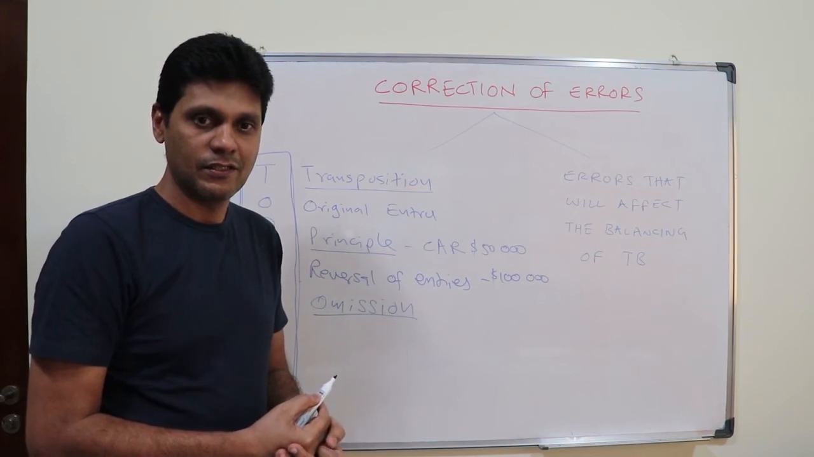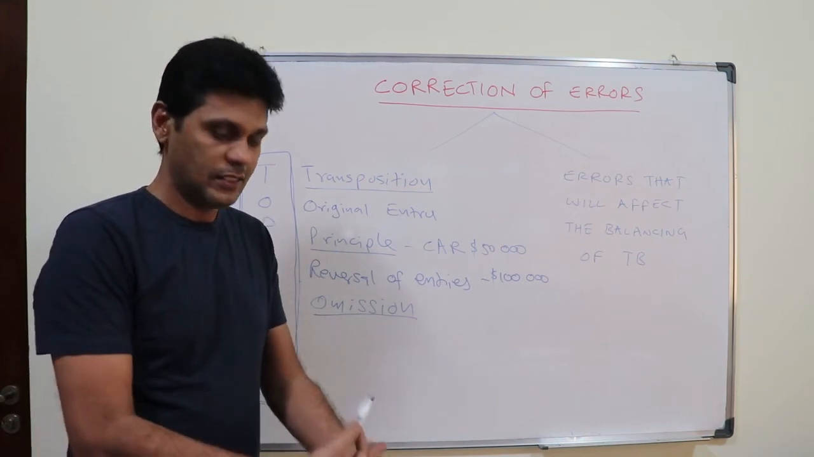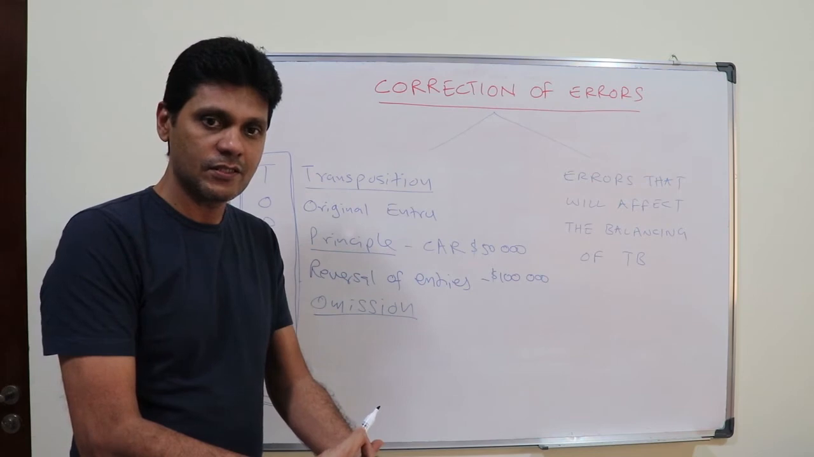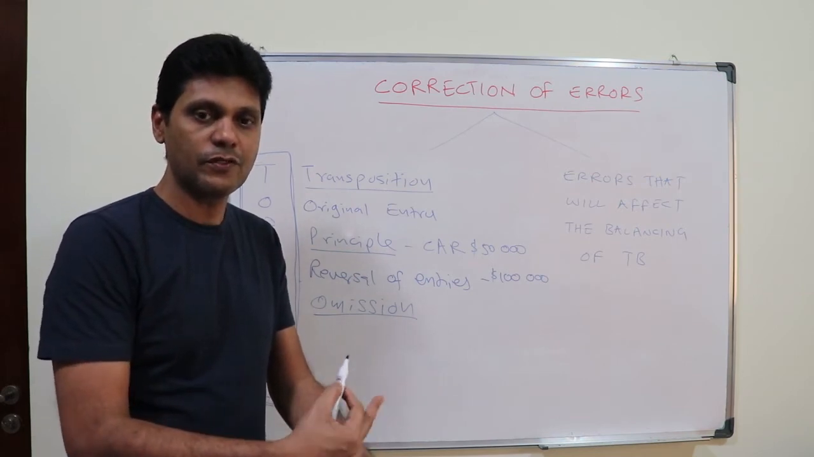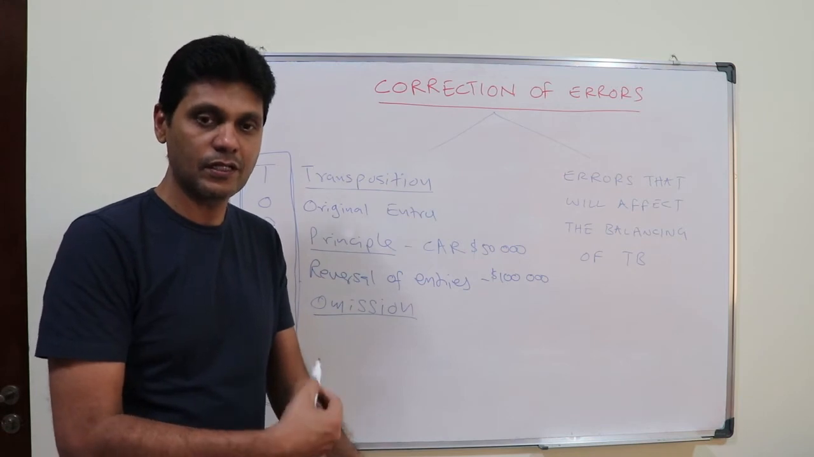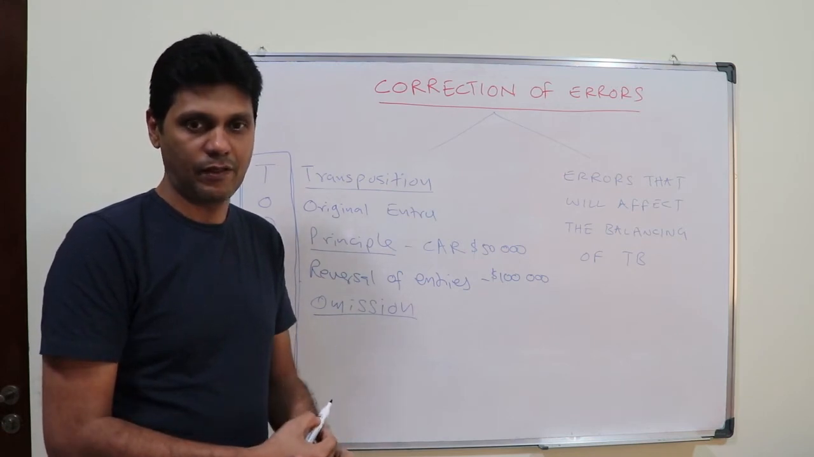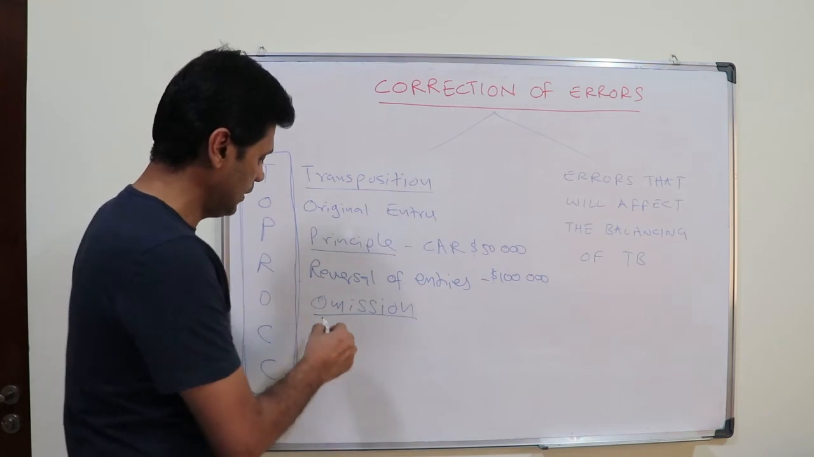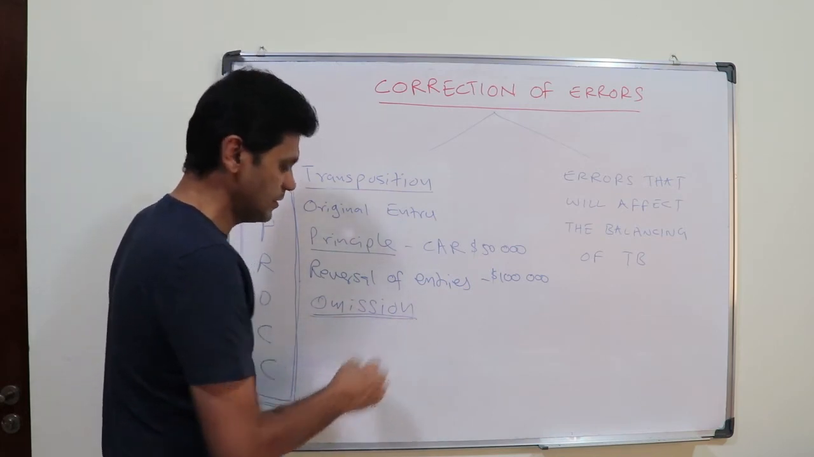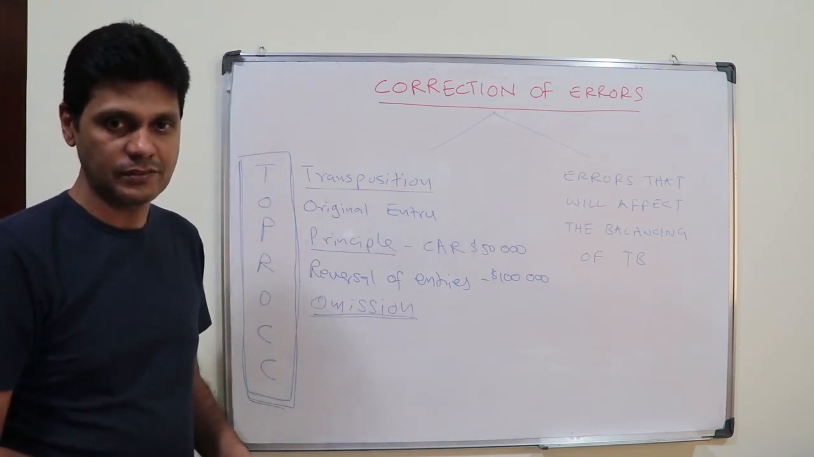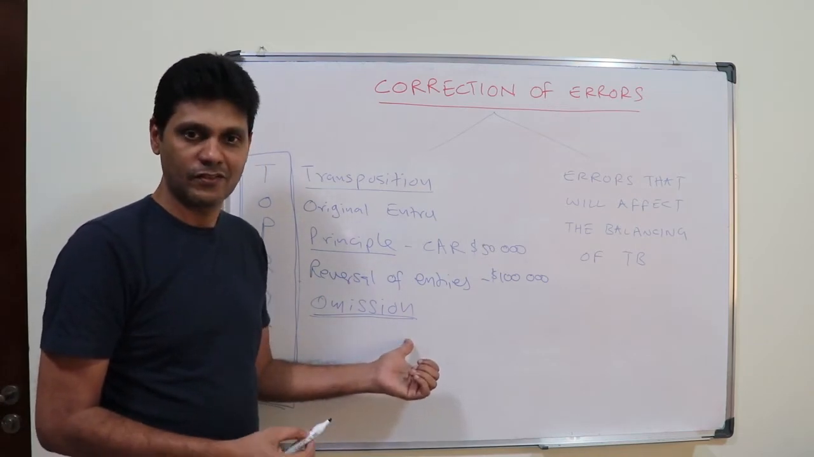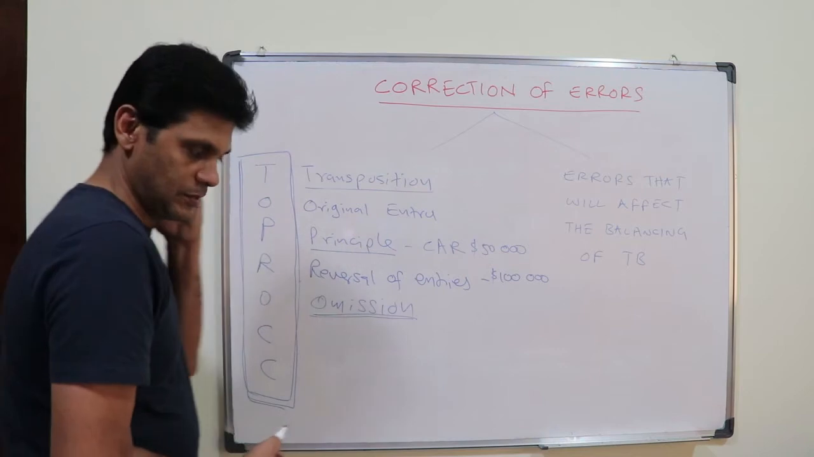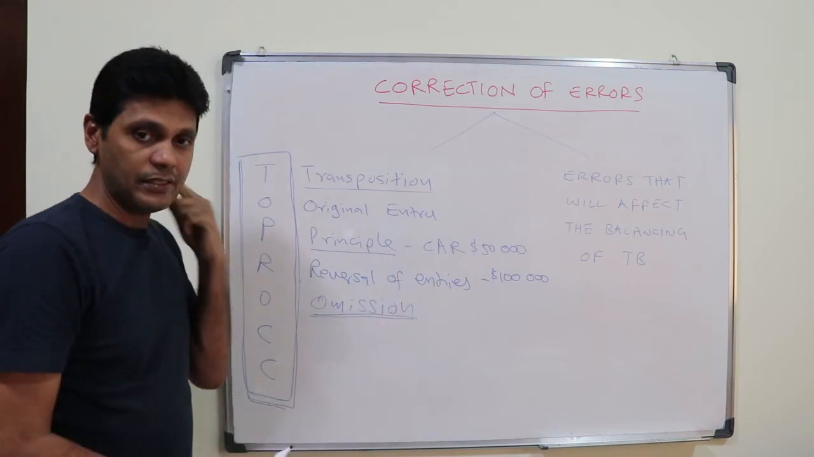So you had several invoices but one particular invoice was missed. You did not record it. Completely you have omitted. So these kinds of errors are known as errors of omission. So will it affect the balancing of the trial balance? It will not affect it, because you have completely omitted the transaction.